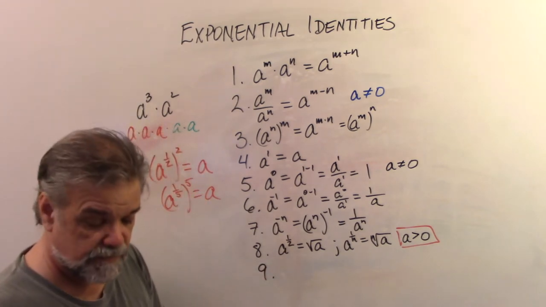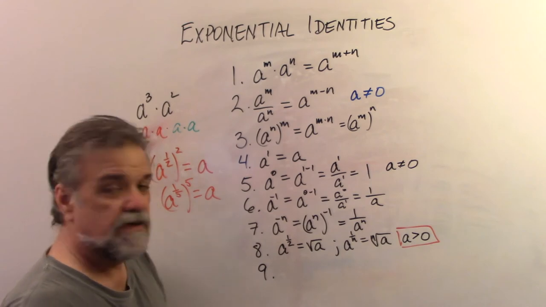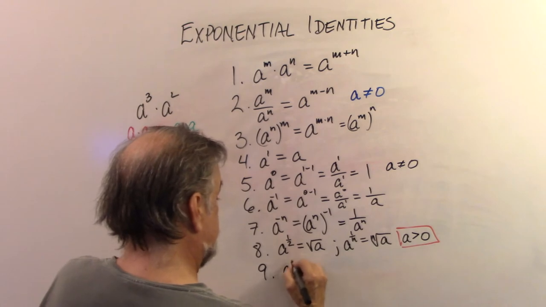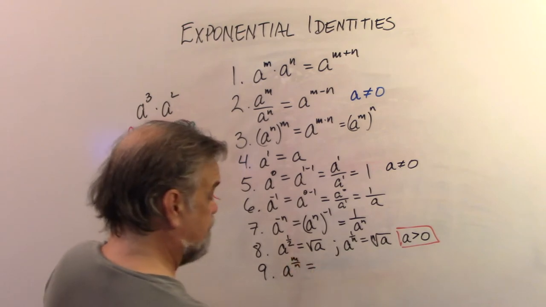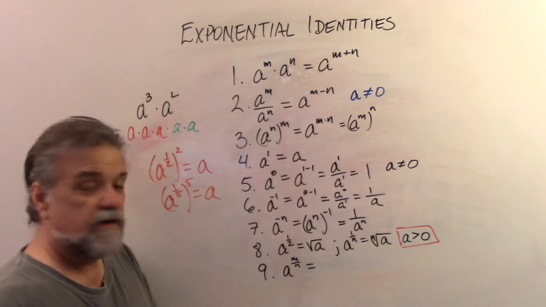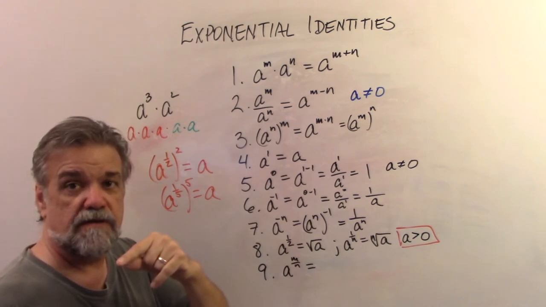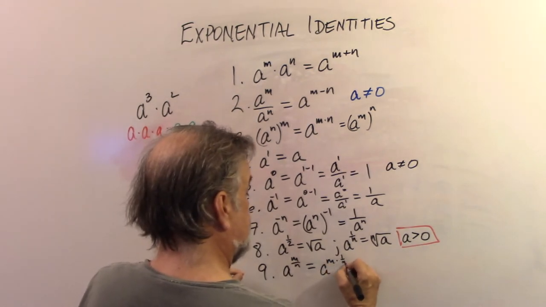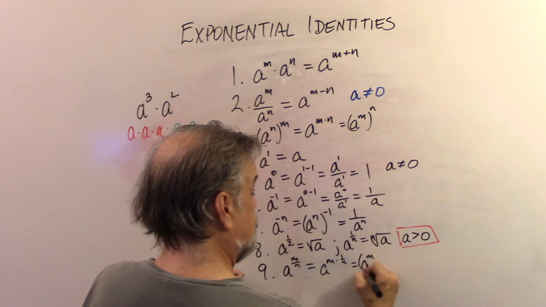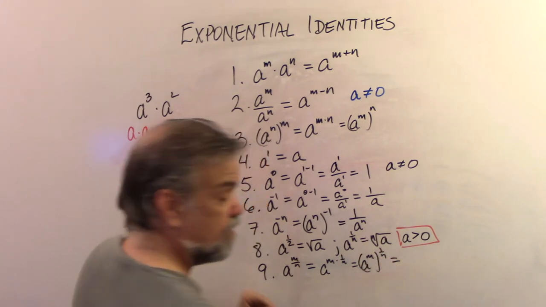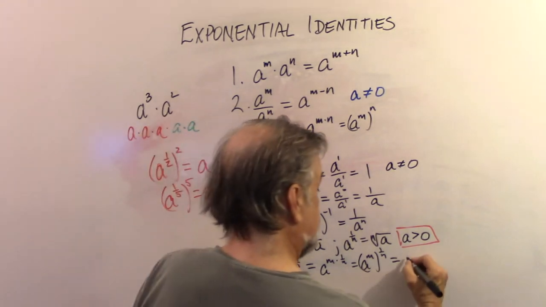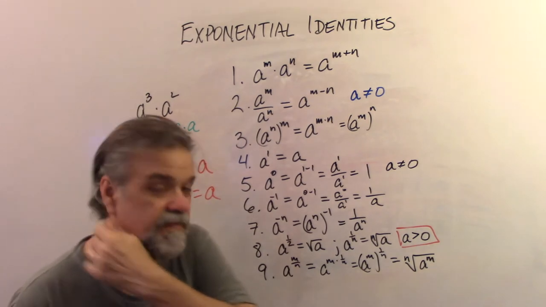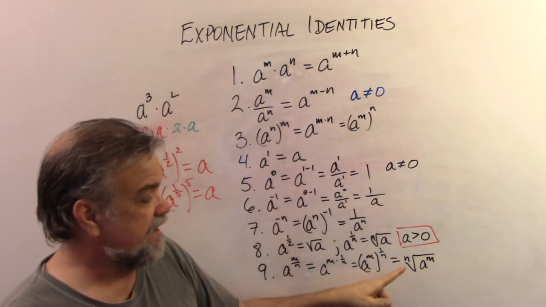Last one. And the last one is, what about some other fraction? Instead of 1 over a number, what about a to the m over n power? Well, m over n is like saying m times 1 over n, right? So this is a to the m times 1 over n, which is a to the m to the 1 over n, which is the nth root of a to the m power. That's one way to do it.